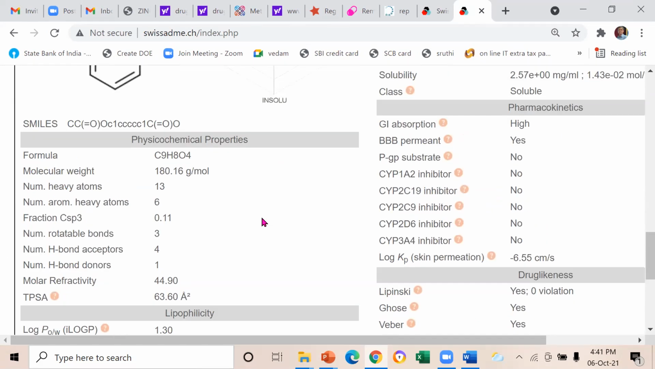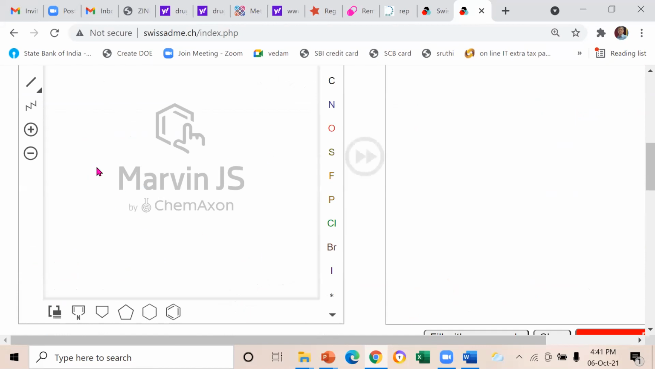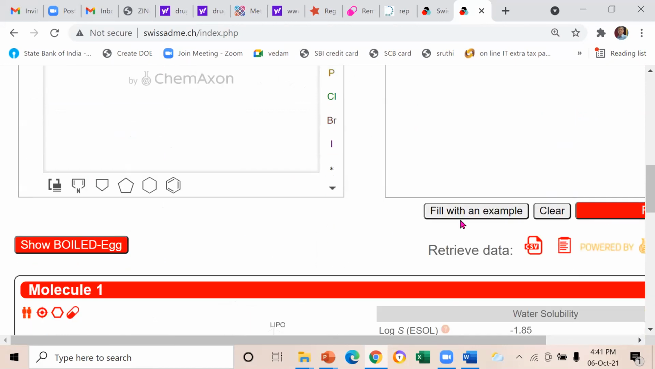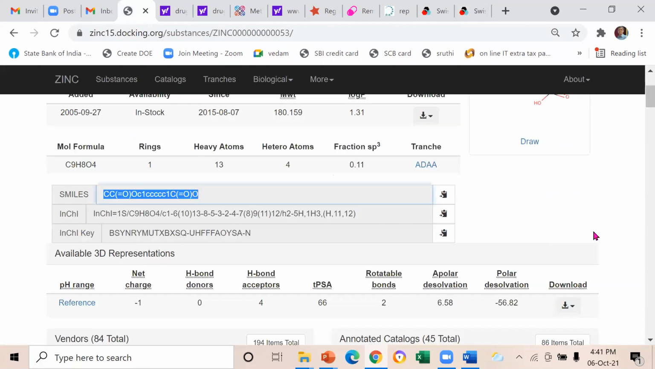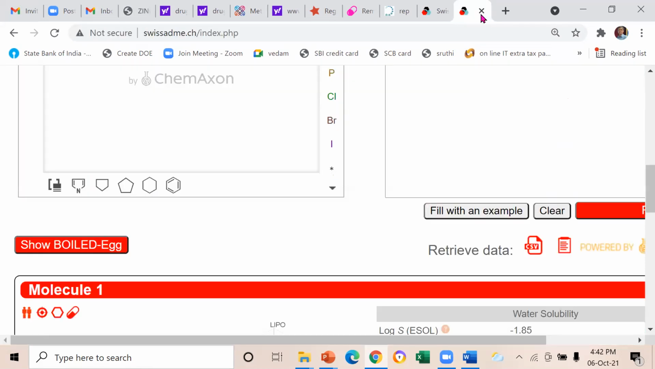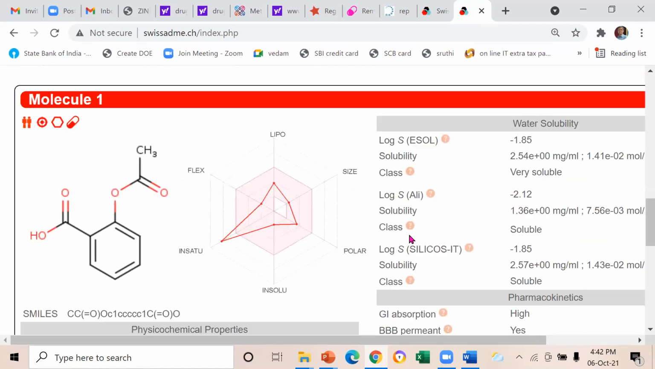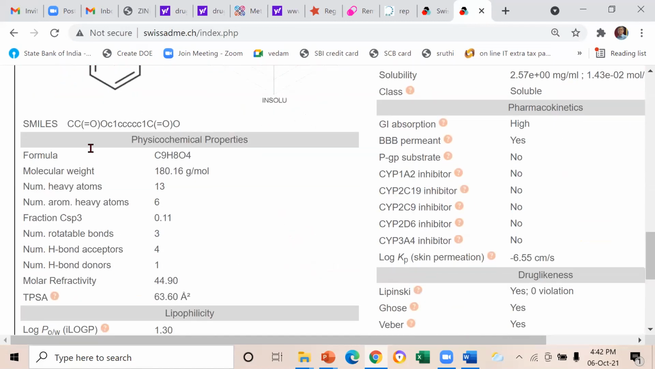Swiss ADME calculates properties of structures. You can even draw a structure, if, as a chemist, I am planning to synthesize a new molecule. You can draw the structure, and then I can run it and measure the properties. Or I take a molecule from the ZINC database, copy the SMILES notation, take it to Swiss ADME and run it, and it is giving a lot of properties.